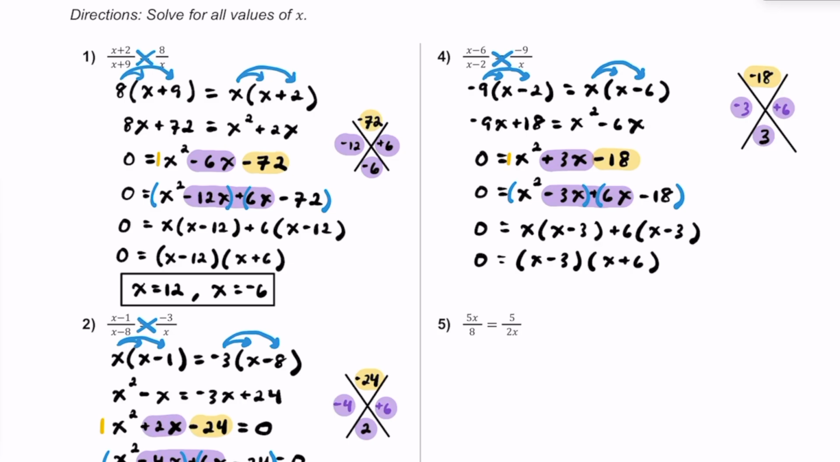All right, so what makes each of these binomials equal 0? Well, x minus 3, if x is equal to positive 3, that would be true.